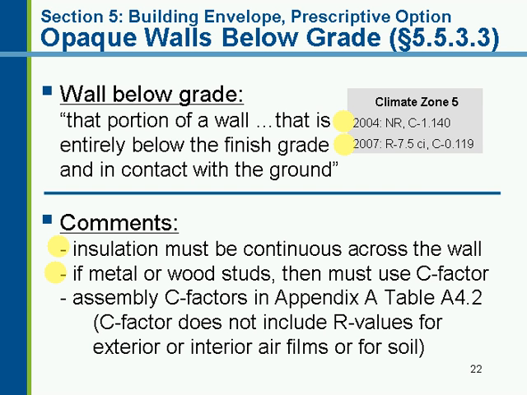Now, the C factor is a little bit different here. The challenge with assemblies below grade is they have differing amounts of soil buffering them on the outside, and the soils have different conductivity depending on whether they're dry or moist or wet. And so as to simplify the process for designers and for compliance, all those variables are removed from the process. So we're essentially looking just at the wall assembly. We're not looking at the R values for the soil or for the air films.